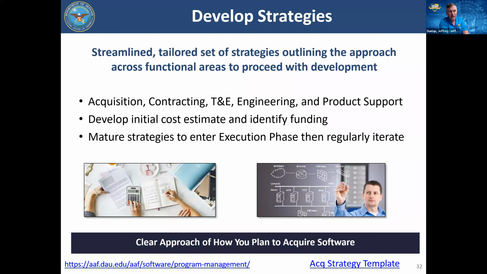And DOT&E, the director of operational test and evaluation, was here in Monterey in May last year and said we need to do that. We are fundamentally being challenged. If we're going to develop software fast and get that capability out there, we need to not be waiting for the total package, because it's never going to be a total package. So they're trying to figure that out too. Engineering, product support, all this stuff. How do we develop an initial cost estimate? How much is this going to cost? Where am I going to find the money for this?